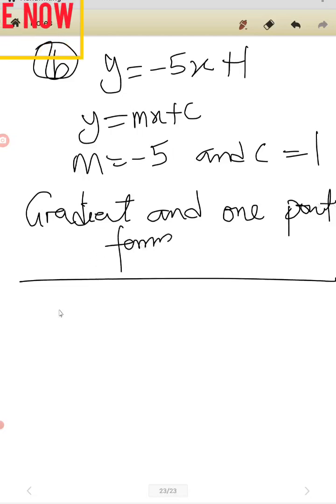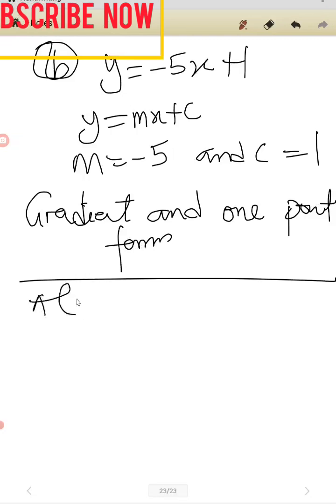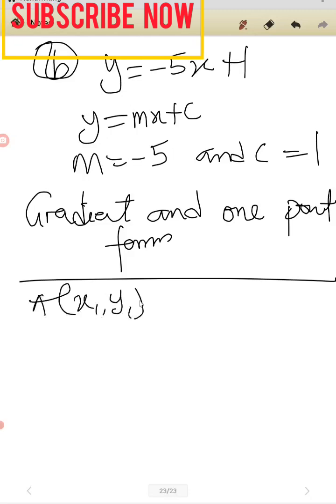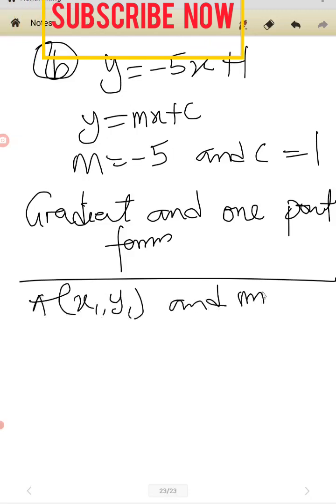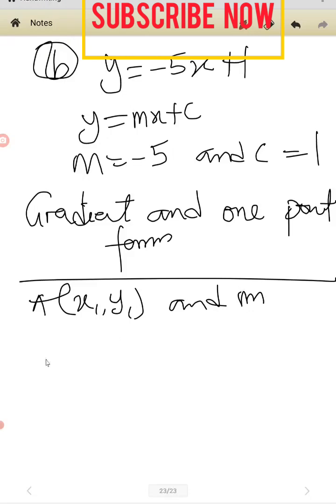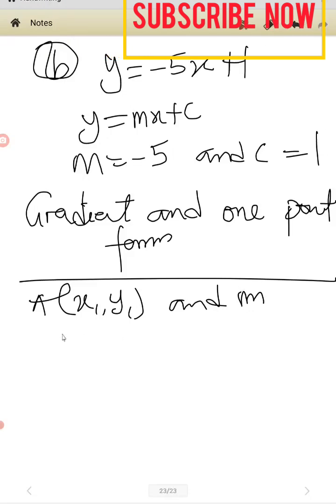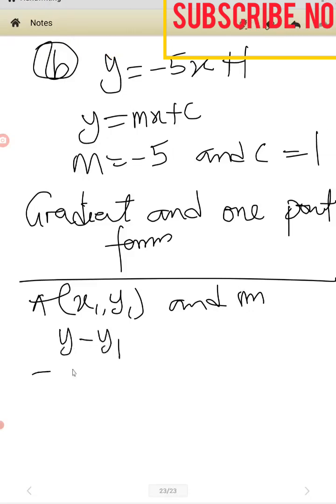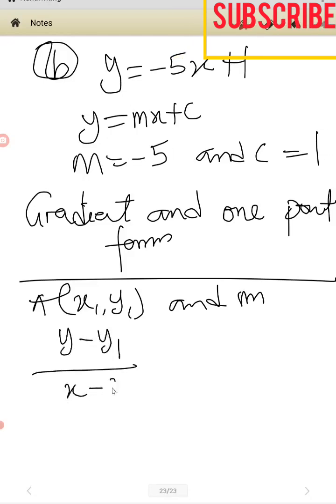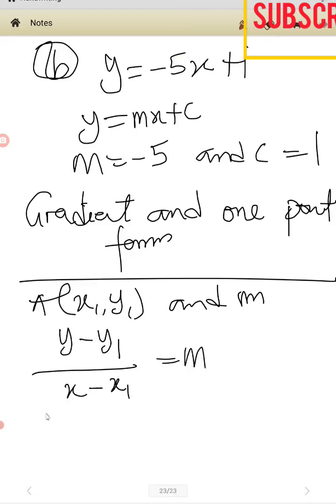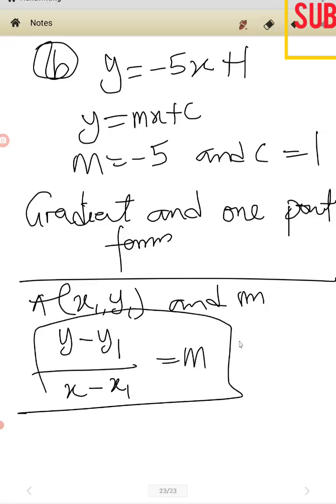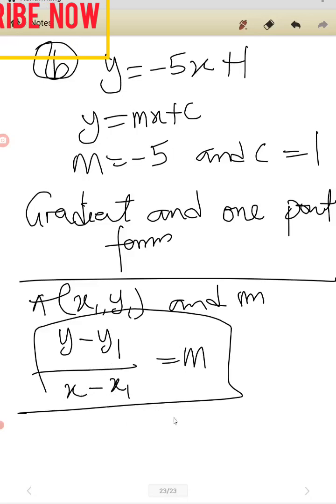For example, we have a point A, (x1, y1), and the gradient. It means that I want to find the equation. You say (y minus y1) over (x minus x1) is equal to the gradient. This is just the formula for this condition. When we are given a gradient and 1 point, (y minus y1) over (x minus x1) is equal to the gradient.